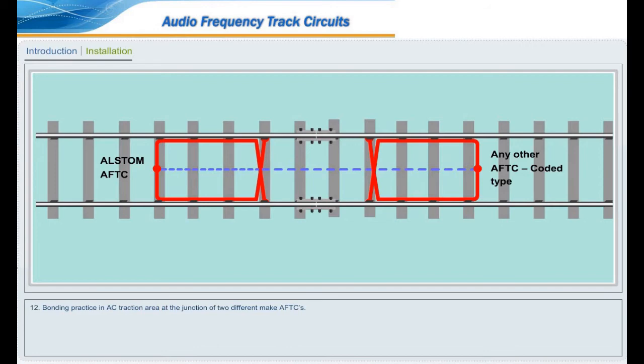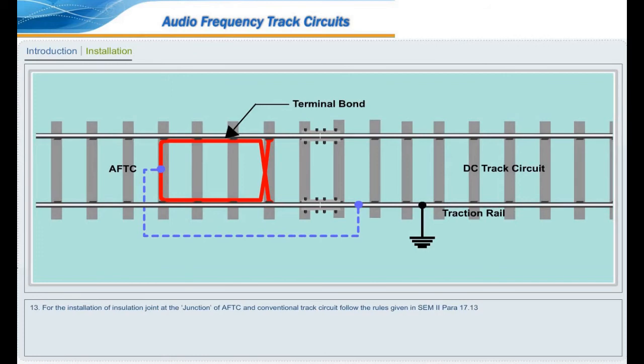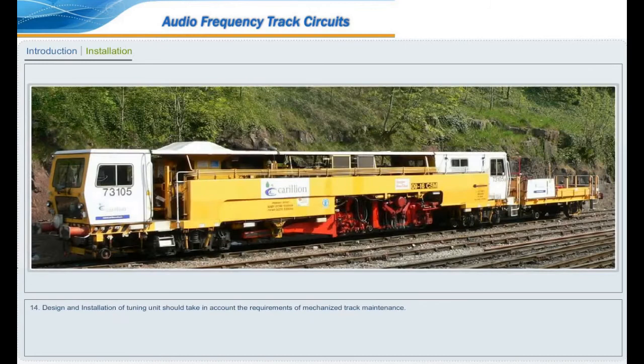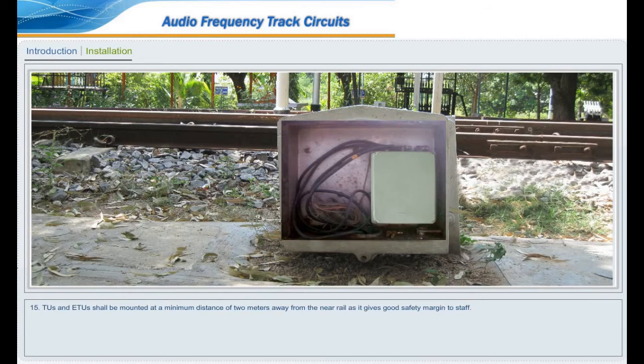For the installation of insulation joint at the junction of AFTC and conventional track circuit, follow the rules given in SEM 2 para 17.13. Design and installation of tuning unit should take into account the requirements of mechanized track maintenance. TUs and ETUs shall be mounted at a minimum distance of 2 meters away from the near rail, as it gives good safety margin to staff.